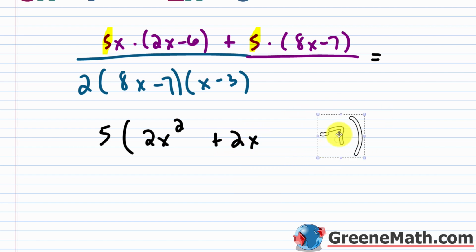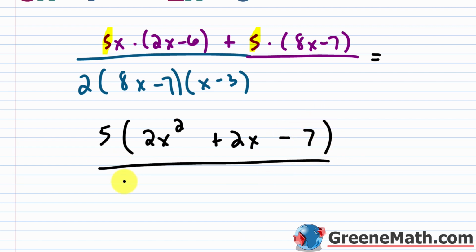And of course, let me slide this down, see if I can get it even. Yeah, that looks all right. Let me see if I can make that better. So minus 7 like this. And then this will be over your 2 times the quantity 8x minus 7 times the quantity x minus 3. So again, this polynomial here, this 2x squared plus 2x minus 7, you can pause the video and check on your own if you can factor it, but you're going to find that it is prime, right? So this is our simplified answer.